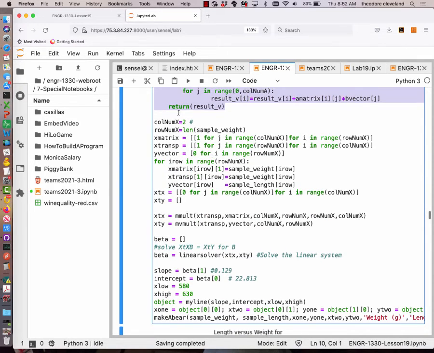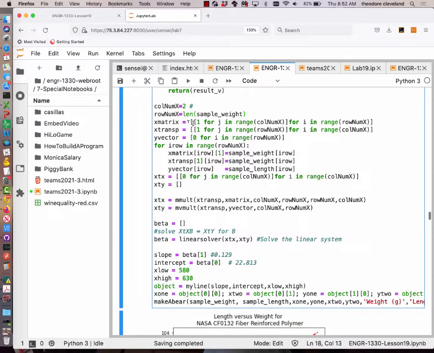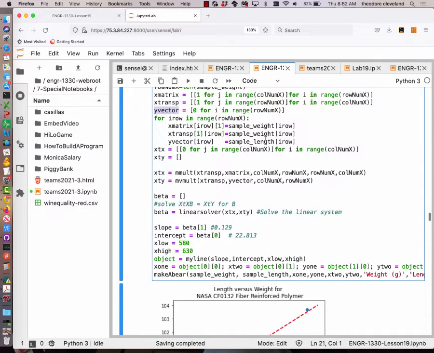Now we're going to build our design matrix. So our first one will just have two columns. It's going to have the column of 1s and the column of x's. So we declare the column length equal to 2. And then we'll get the row length from however long our sample weight inputs are. And we're going to create a matrix full of 1s, a transpose full of 1s, a y vector full of 0s, and then we're actually going to read from our lists directly into the matrix.